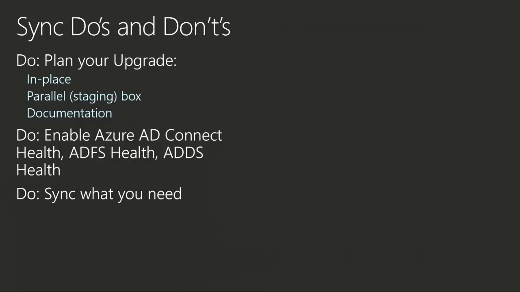Do sync what you need. Do not sync what you don't need. So use scoping filters, OUs, domains, filter out the stuff you do not need. The more you sync to the cloud that you don't need, it just makes processing your tenant slower. So if you have dynamic groups, you have other things configured in Azure Active Directory, they will be slower for no reason. So try and scope it to what you care about in the cloud.